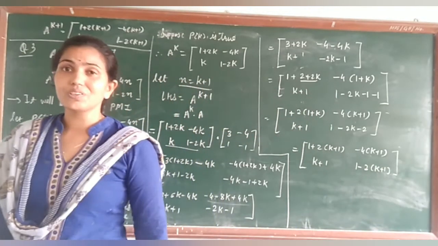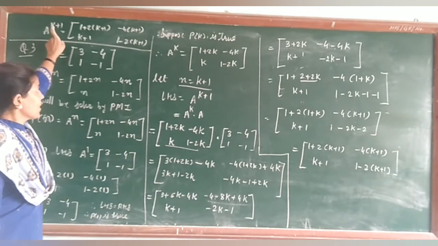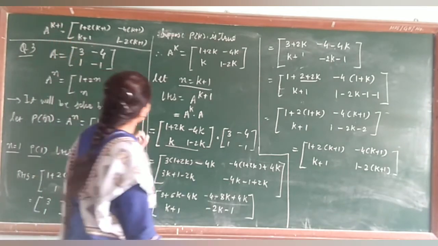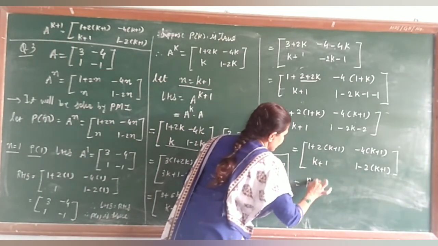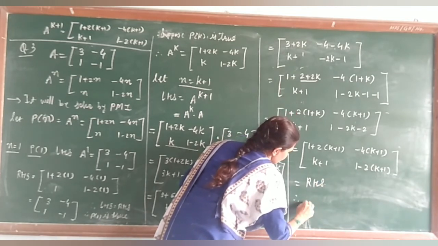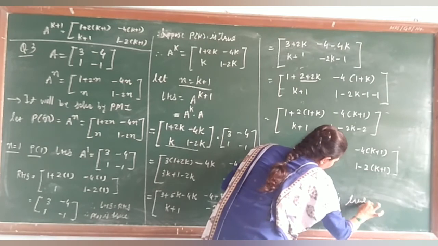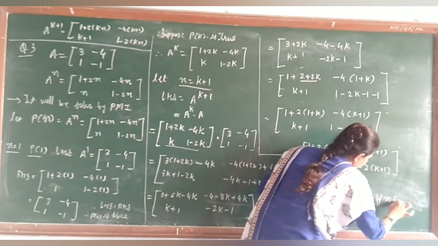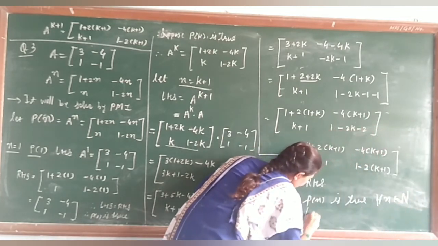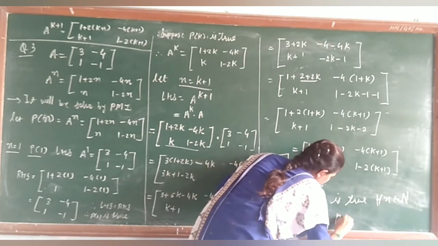So what is this, students? This is your RHS. You can see here, so that is our RHS. Therefore P(n) is true for all n belongs to capital N, and hence proved.